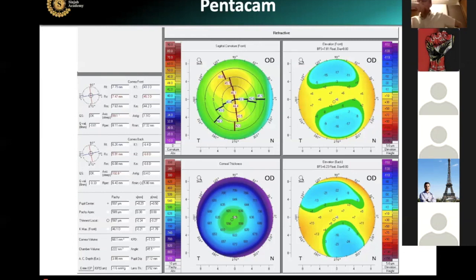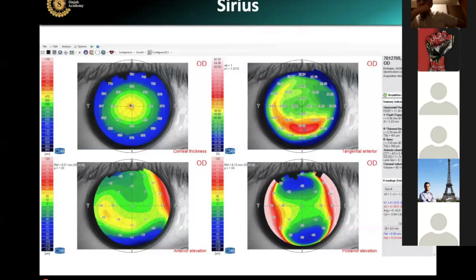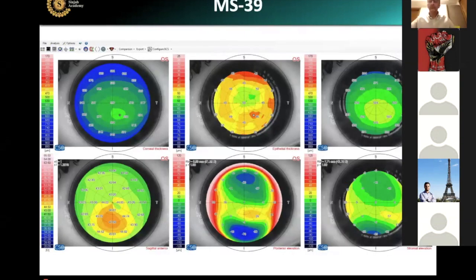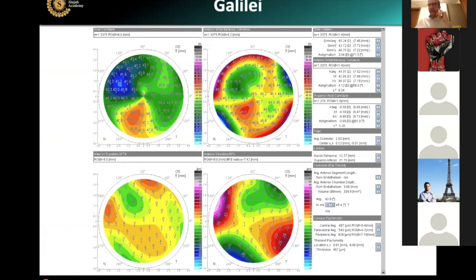So this is the Pentacam, you know, the Pentacam, and this is the Cyrus, and this is the MS39, which is similar to Cyrus, but it gives epithelial thickness and stromal thickness in addition to stromal elevation. So it is just the same maps, but it adds some other features. And finally, the Galilei.